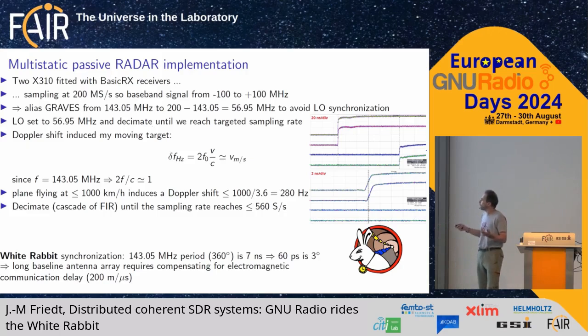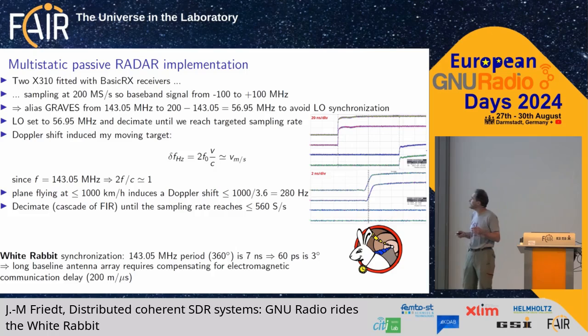So GRAVES radar is broadcasting at 143 megahertz. If you're a ham radio operator, you might know that sometimes people compare their clocks or oscillators to the GRAVES reference signal. Now, GRAVES is broadcasting a signal at 143 megahertz, and the X310 is sampling at 200 megasamples per second, which is a Nyquist frequency of 100 megahertz. So if I want to record the 143 megahertz, I'm actually going to use, on purpose, the second Nyquist zone.